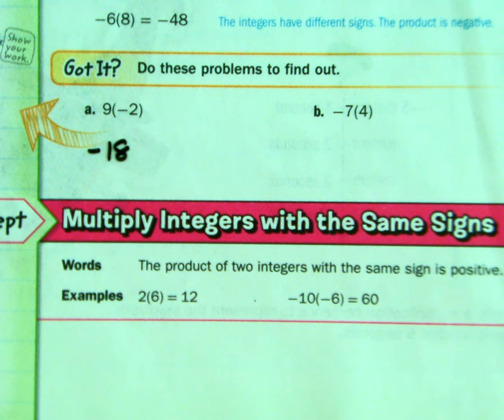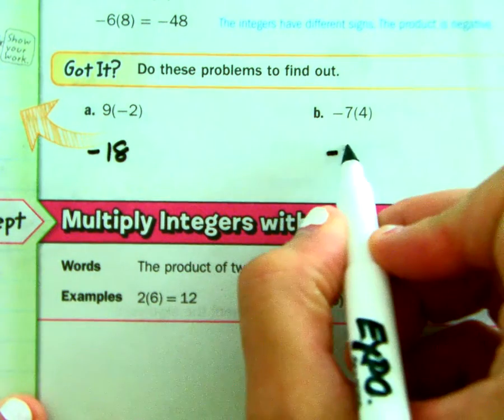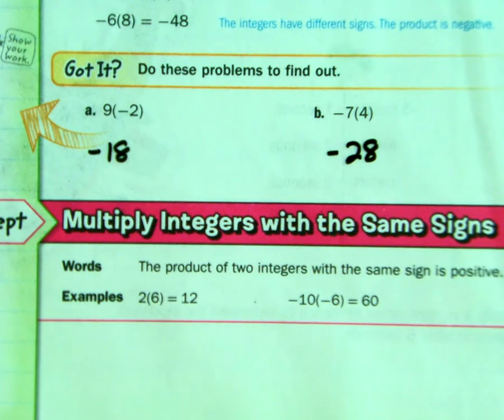Same thing with letter B. We have negative 7 times 4. So again, I realize I have a negative times a positive. So I know right away my answer is going to be negative. And then 7 times 4 is 28. So negative 7 times 4 is negative 28.